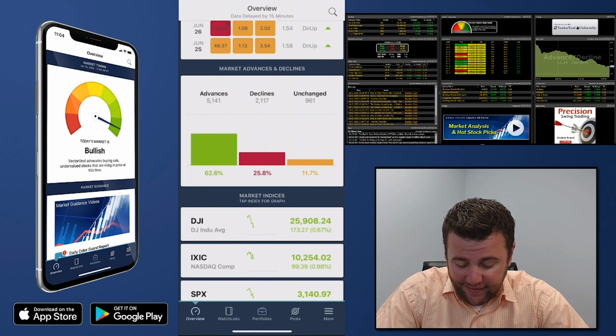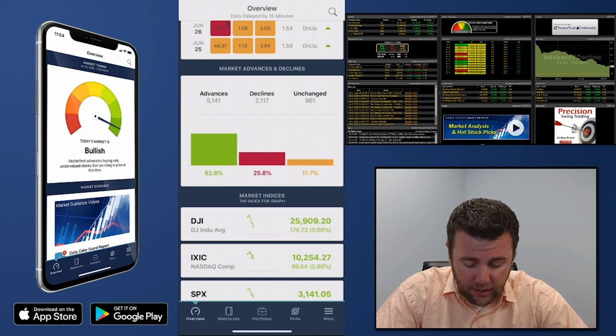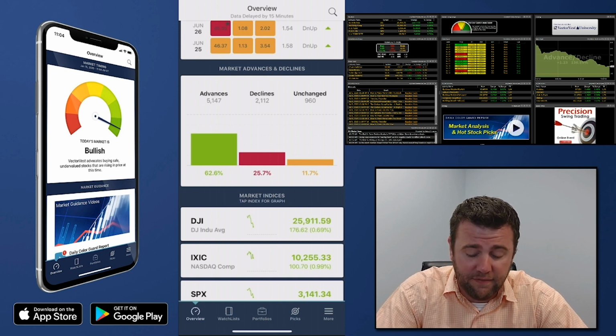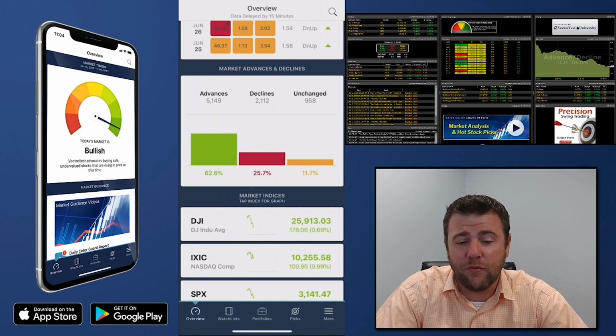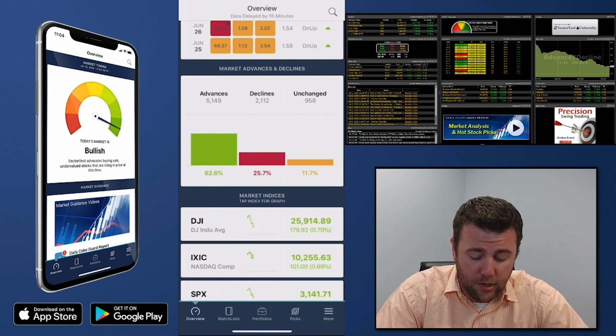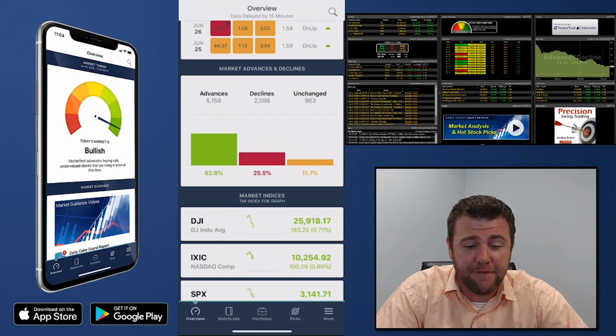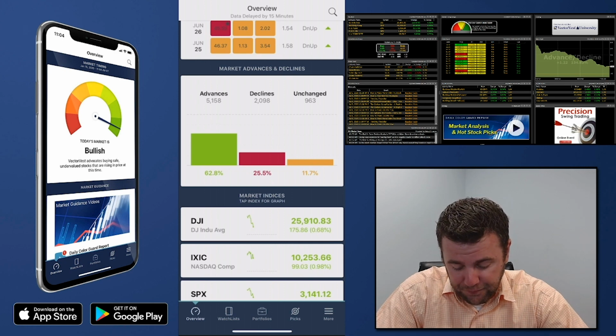Right now we can see 63% of stocks are moving higher, 26% of stocks are moving lower. So we do have over a 2-to-1 advanced declines bias, telling us that if you're really itching to buy a stock today, you could potentially pick up a stock or two to fill some empty holes in your portfolio right now.